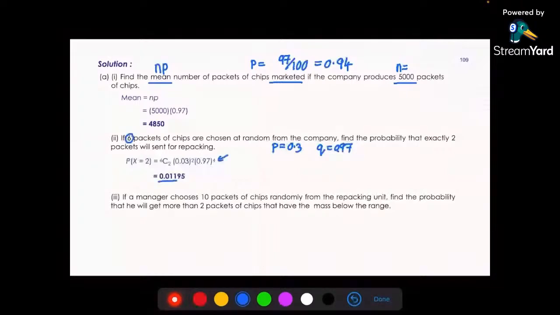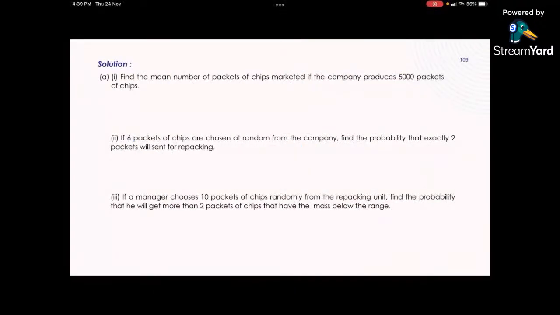Okay, now this one is quite tricky one kat sini. Dia kata soalan yang ketiga ni, if a manager chooses 10 packets of chips randomly from the repacking unit. Nampak tak? Yang benda tu memang tak dipasarkan. Repacking unit tadi kalau kita tengok ratio dia ada 3. Satu adalah yang more than, satu lagi less than. More than ada 2, less than ada 1. Kan kat sini kan? Less than ada 1, more than ada 2. So, dah habis kat situ.